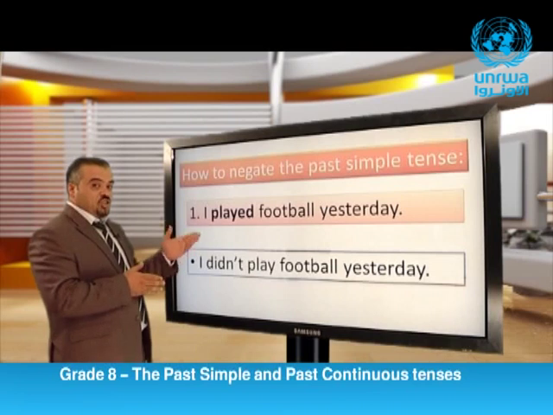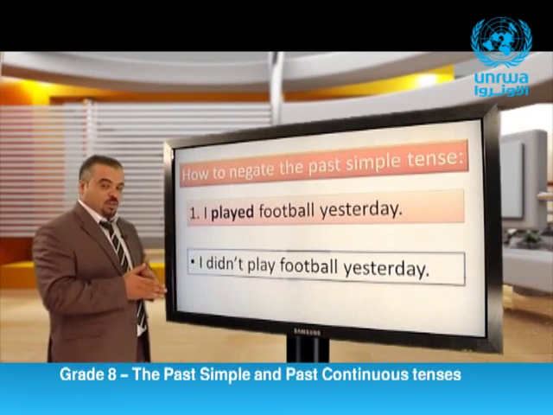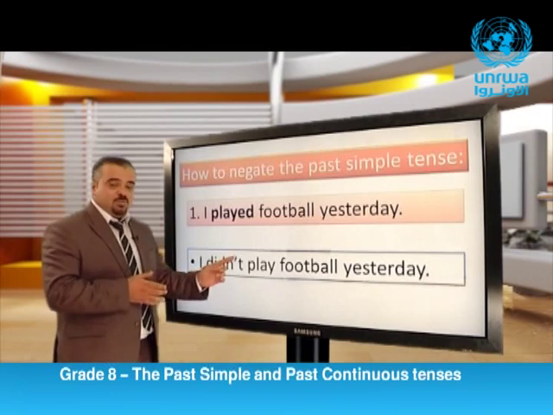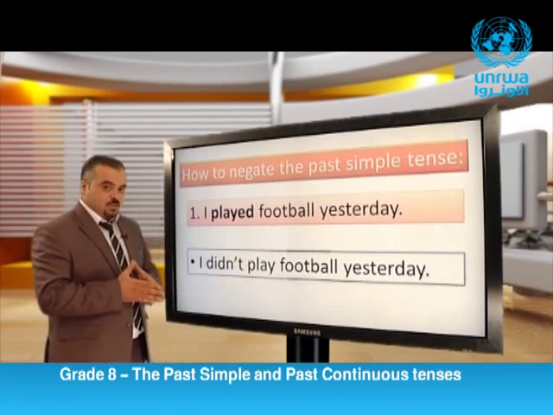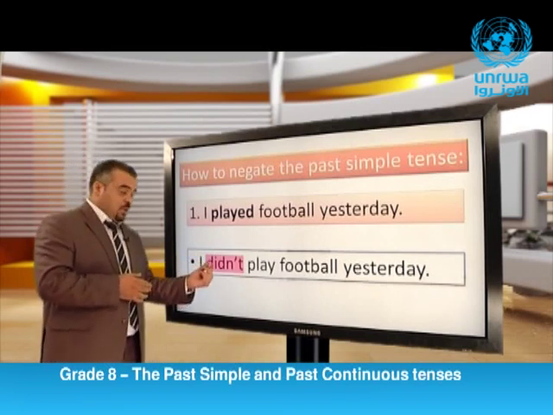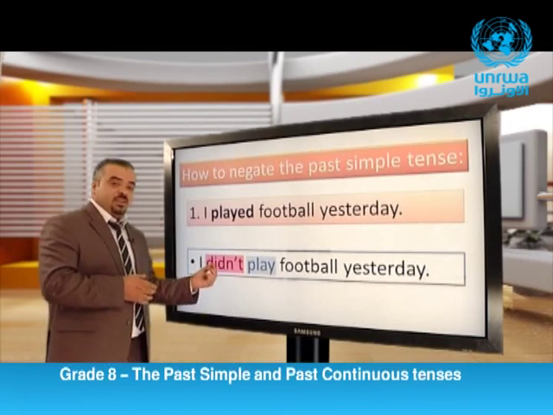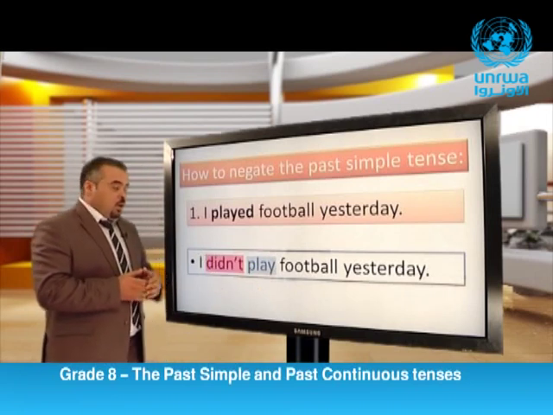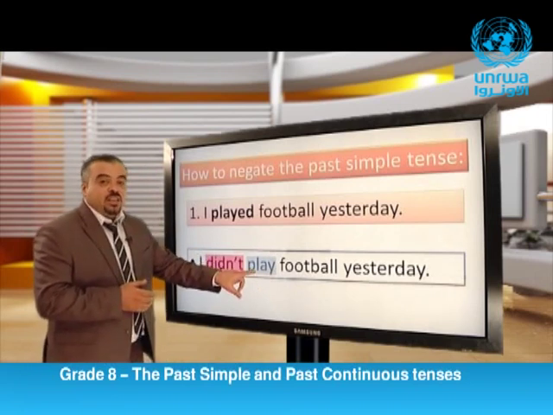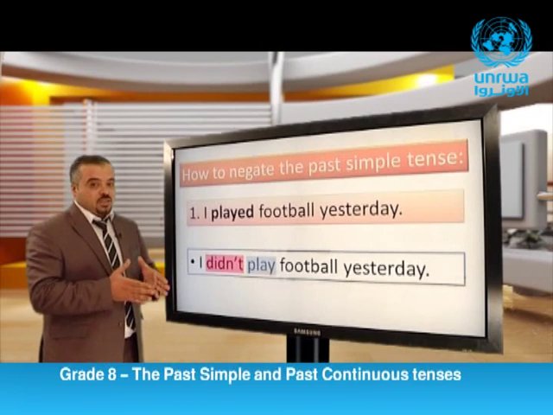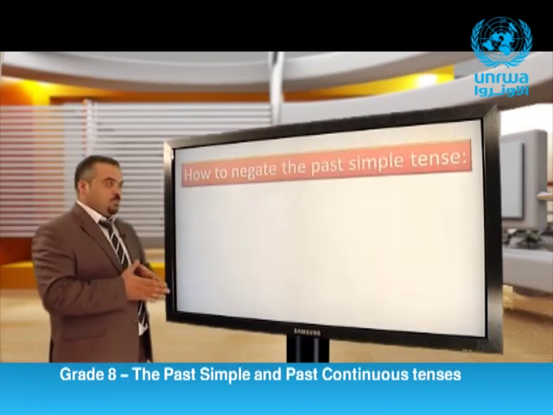Look here, when I changed the sentence into the negative form, عندما حولنا الجملة إلى شكل النفي, I didn't play football yesterday. Yes? Look here, didn't. I used did plus not. So it became didn't. I didn't play football yesterday. Didn't plus the verb in the first form, في الشكل الأول. That's how we negate the past simple tense. Let's move to the next one.